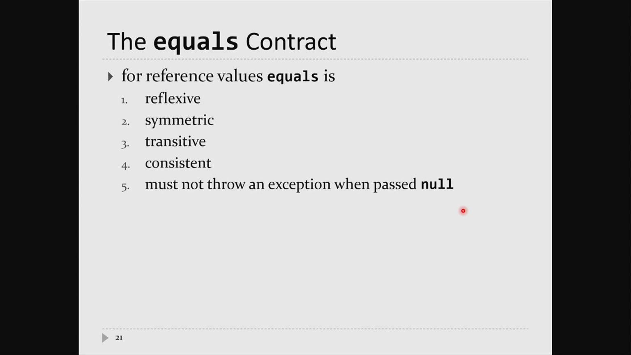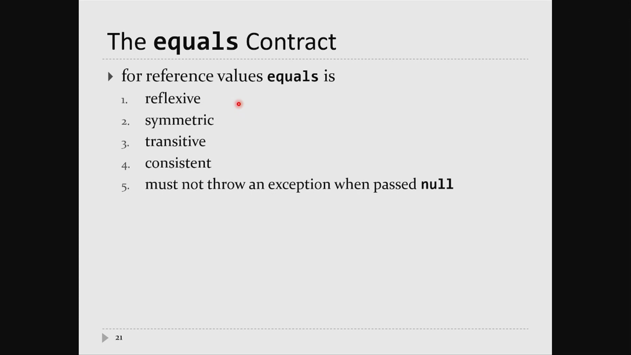There's something called the equals contract. In the Object class, if you read the documentation for equals, it's a very long piece of documentation. The documentation spells out in great detail what equals must satisfy if you're to have a correct functioning version of equals.